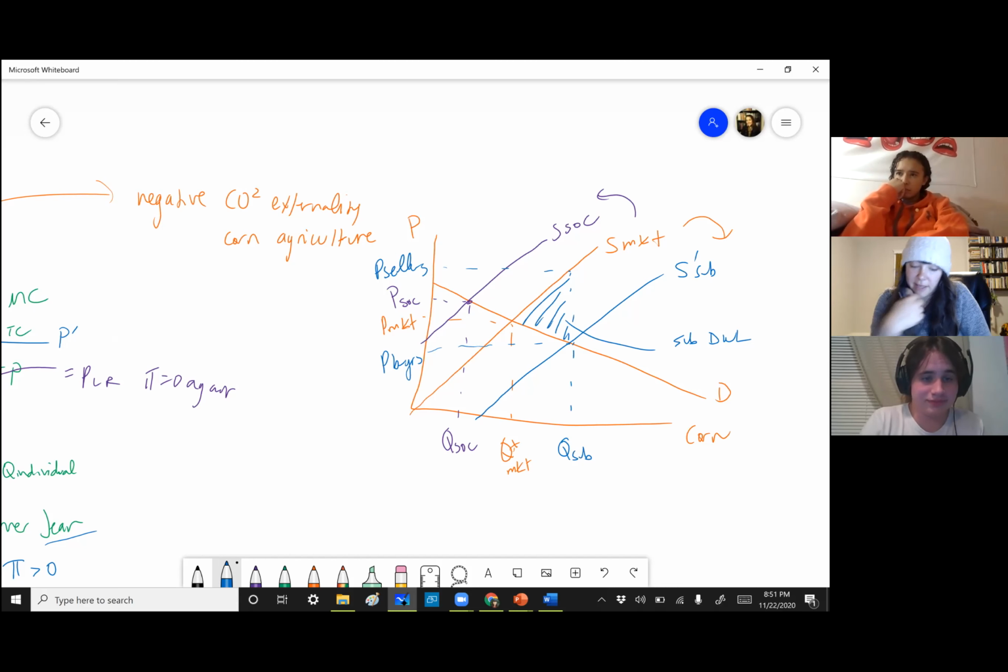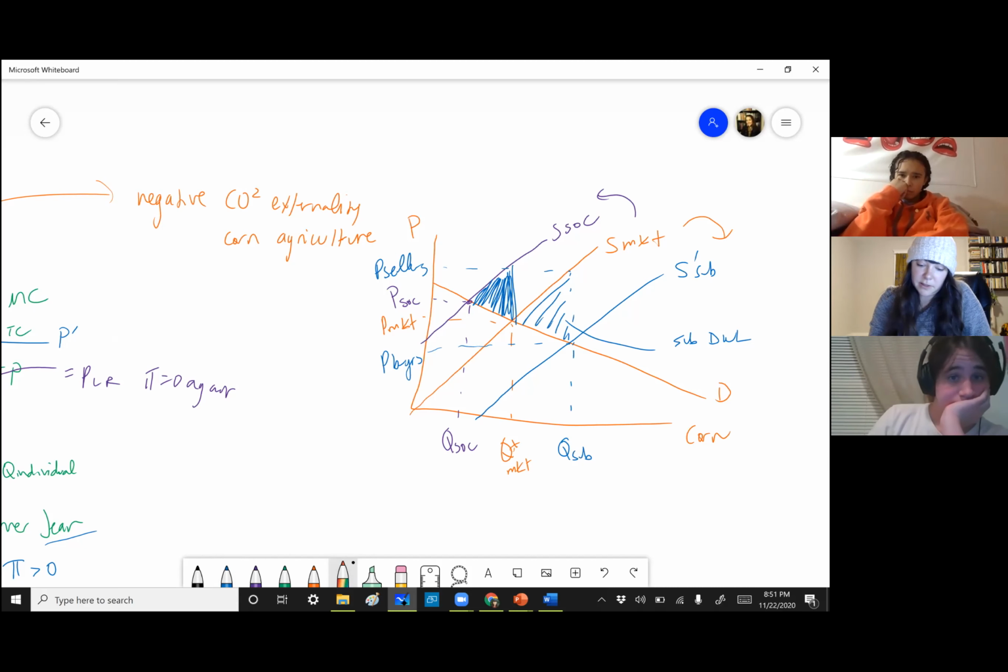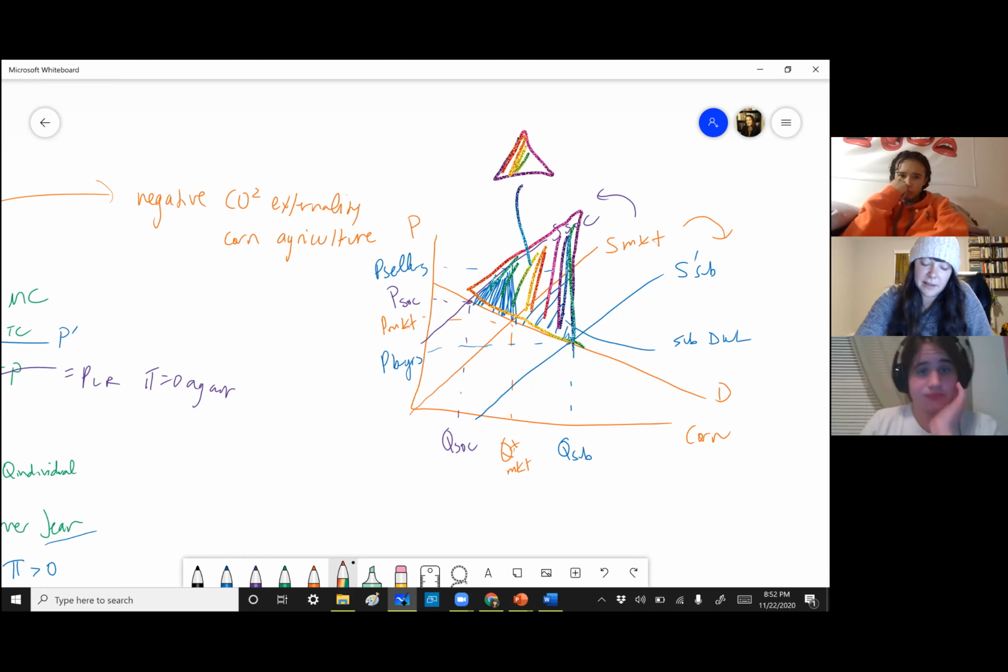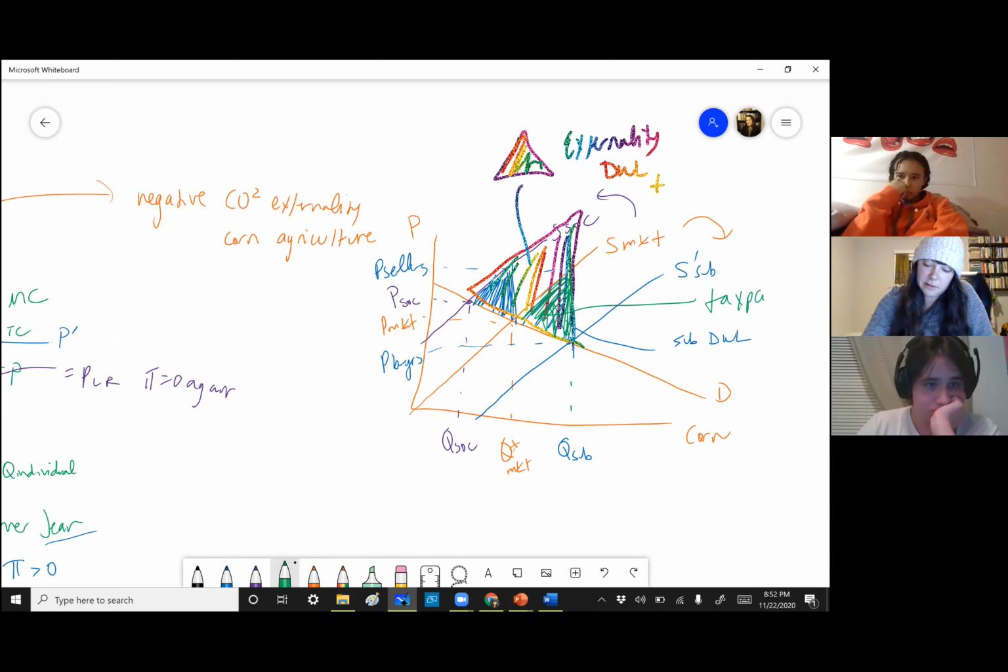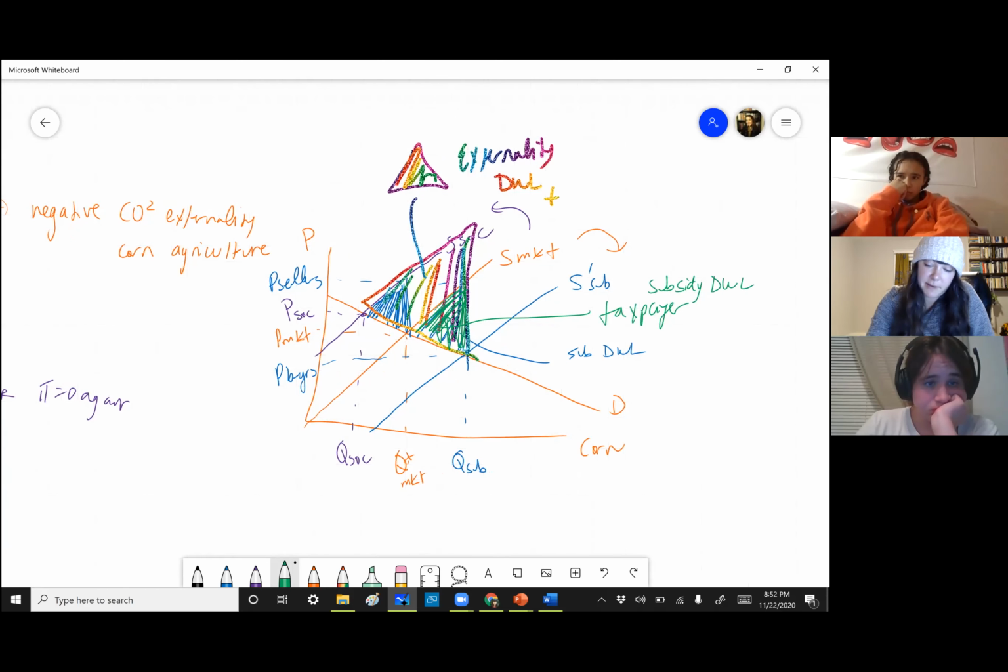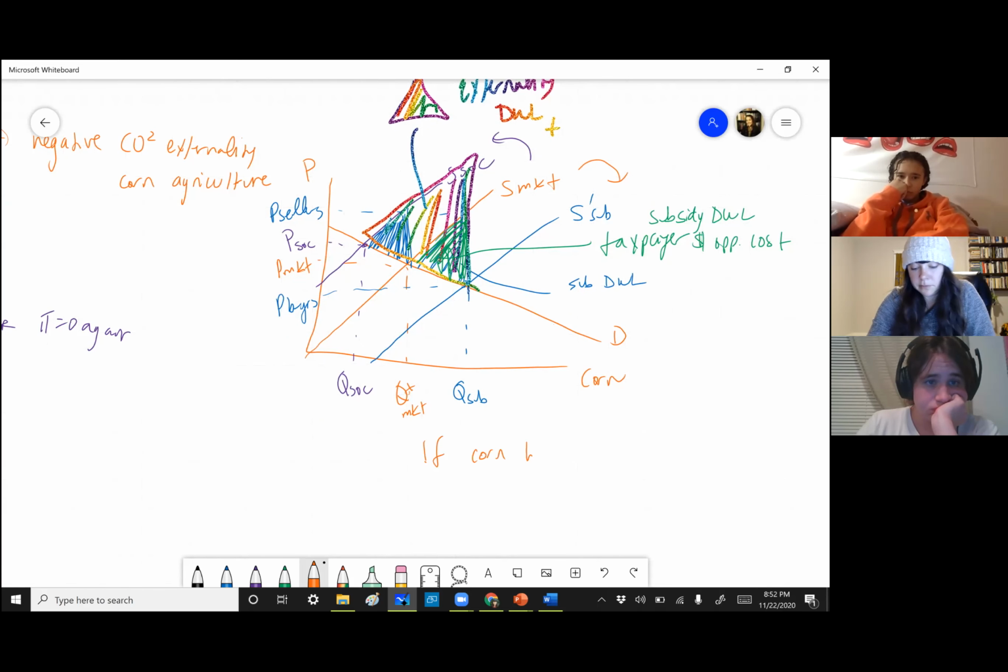So if there's a negative externality, this would be the additional deadweight loss from the market quantity. Once we move to the subsidy quantity, we've got this deadweight loss. So this rainbow is just the externality deadweight loss that we would have to add to the taxpayer story, the opportunity cost of taxpayer dollars in green, the subsidy deadweight loss, which was the taxpayer money opportunity cost. So if corn has a negative externality, the subsidy makes it much worse.